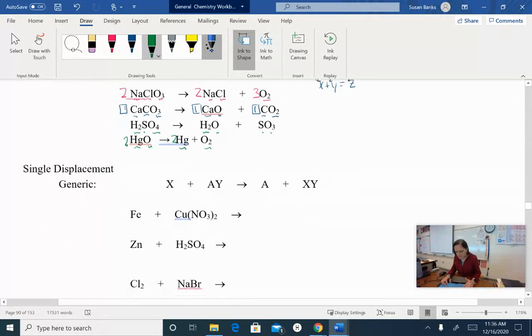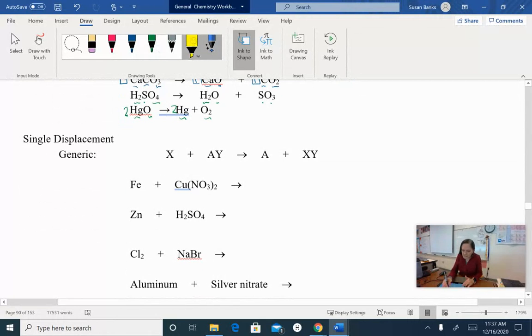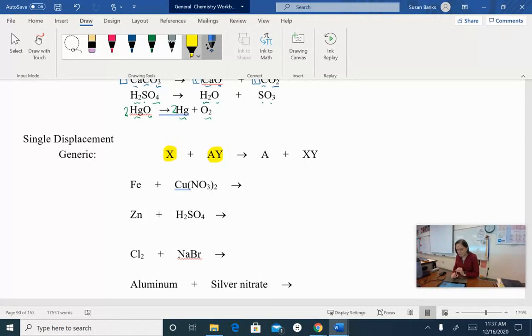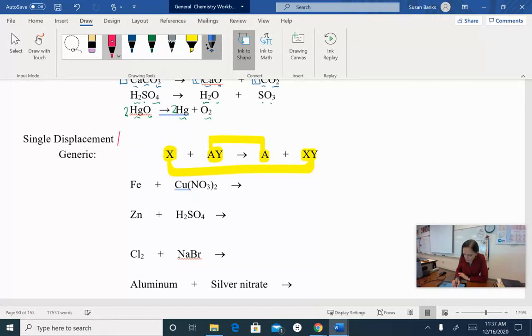Okay, single displacement. Here is our basic pattern. I have X all by myself, and then I have a compound AY. And then once the reaction is done, A is by itself, and I have a compound XY. Notice X gets together with Y, and A gets broken away. So I'm just switching one element with another. Okay, that's why it's single displacement. Sometimes it's also called single replacement.